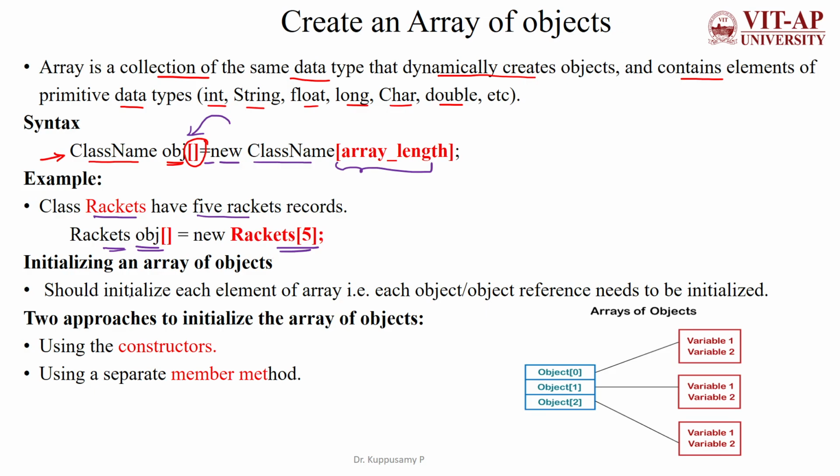How to initialize an array of objects? We should initialize each element of array in the given syntax, that is each object or object reference needs to be initialized. For example, here you see we are going to initialize the array of objects by using two methods. One is using the constructors and using separate member method. This diagram shows how we are creating the array of objects. Here three objects are created, that is three objects are having the same variable 1 and 2.